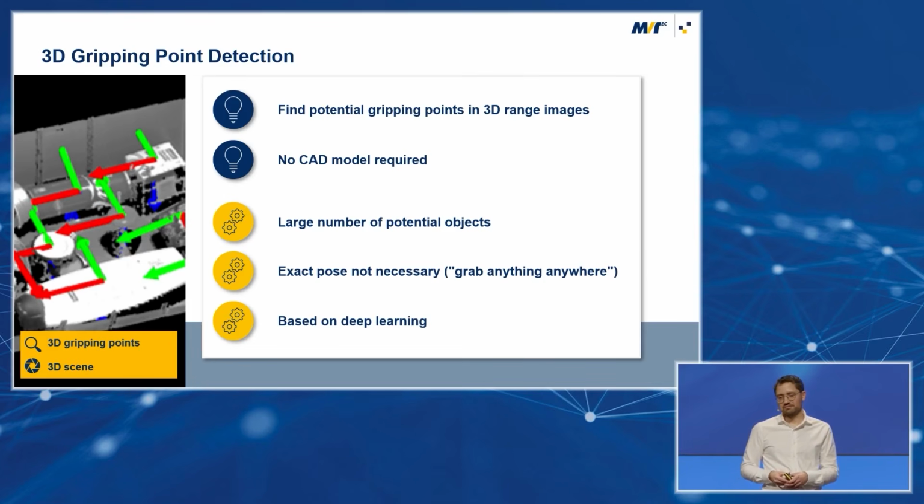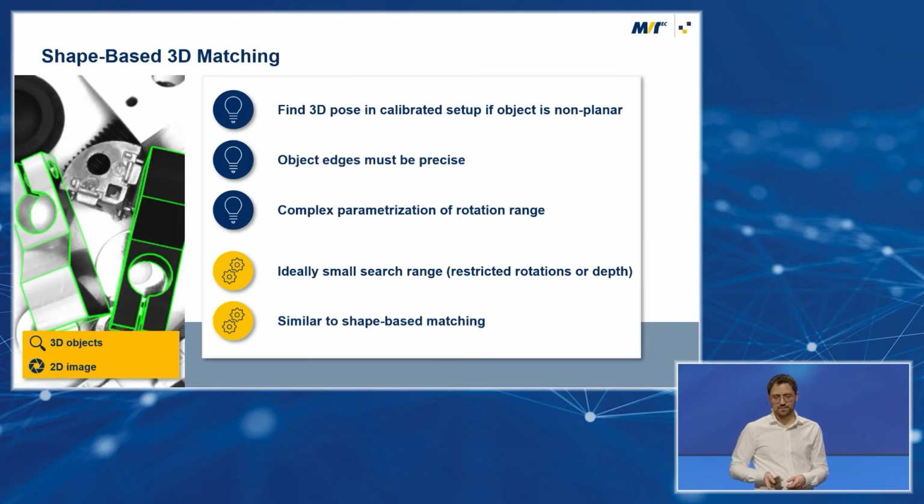So think about warehousing. You have a box of parts, and you just want to pick any of those parts out of the box. You don't really care about the pose of this part. Then the 3D gripping point detection is the tool that you can use for that. But again, you will have the object in some arbitrary rotation because we do not get the pose, we just get a point where we can take the object or pick it up.